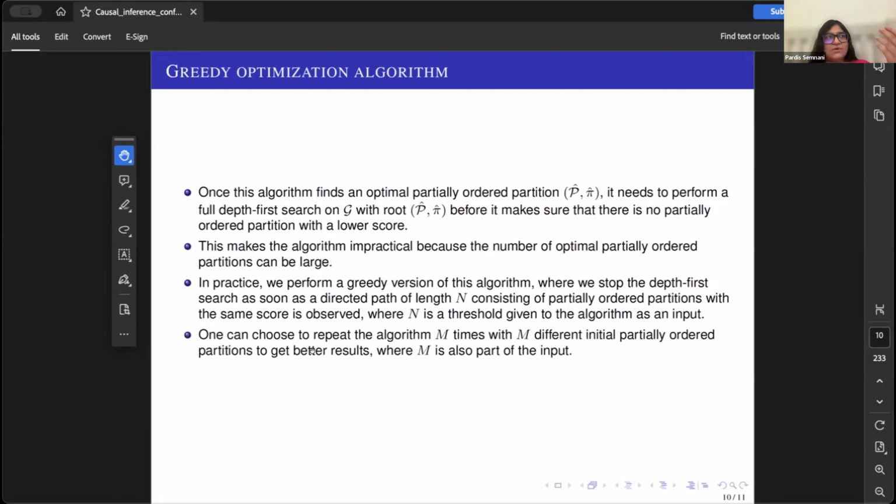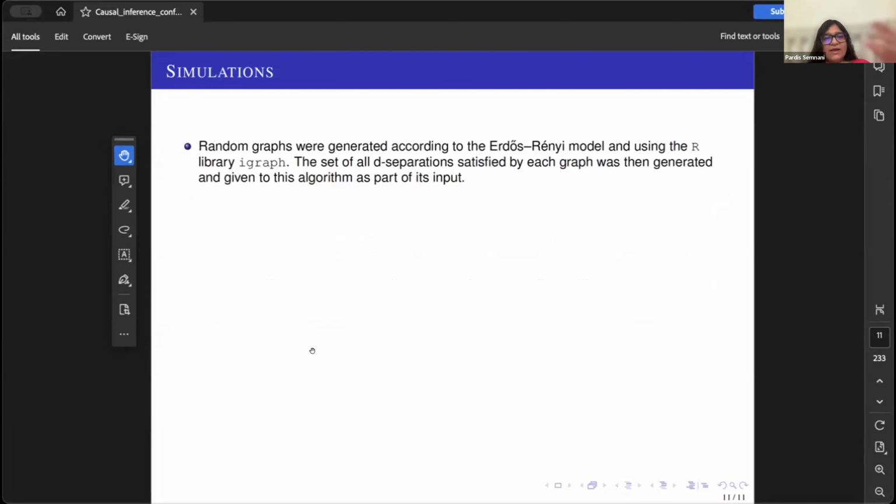And of course, we can just repeat this algorithm multiple times and each time compare the outputs and take the best as the final output. So I'm just going to end my talk by showing you some simulations.